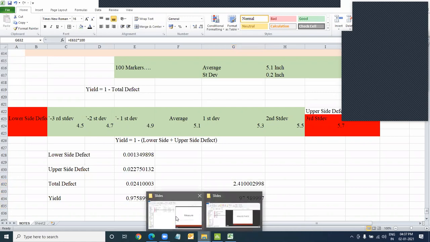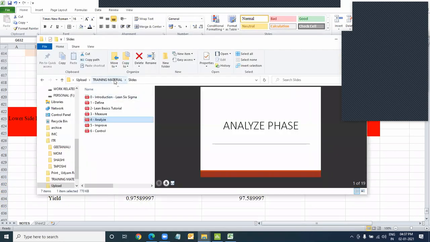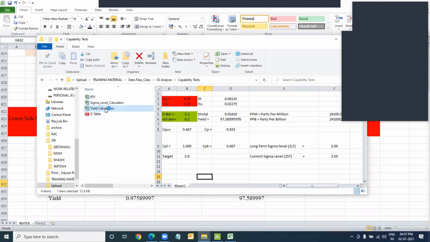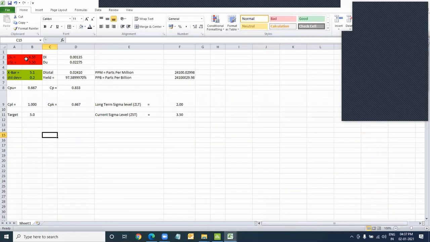Let me go back to this one. We go back to the folder for data files for class. In the analyze folder, you will see this capability test because we're doing the capability stuff. You have yield calculation. If you open this up, it has got same values in there. See, LSL 4.5, 5.5, mean, standard deviation, the lower side formula, upper side. You change the values. Technically it calculates everything, but I wanted you to know the formula so that you won't be relying on the Excel sheet.